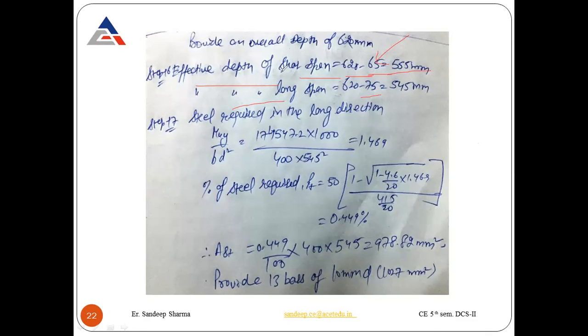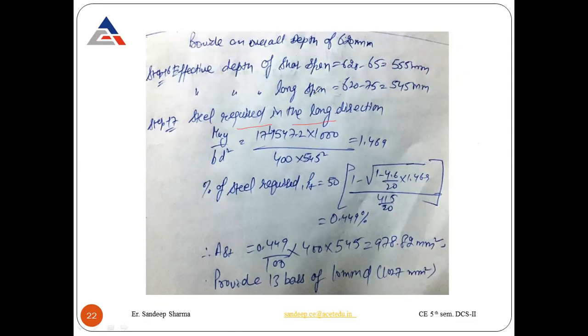Then for the shorter steel, on the shorter span, the effective depth will be this one. And for the longer span, the effective depth will be this one. Is that clear now? Then with the help of both these effective depths, the shorter and the longer span, now you can calculate the steel required in the long direction and the steel required in the shorter direction here.